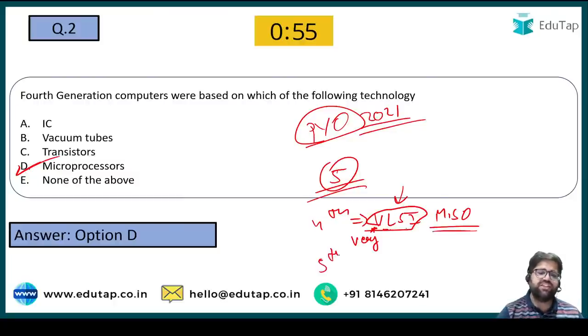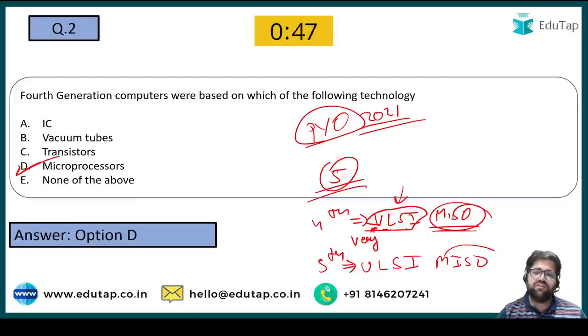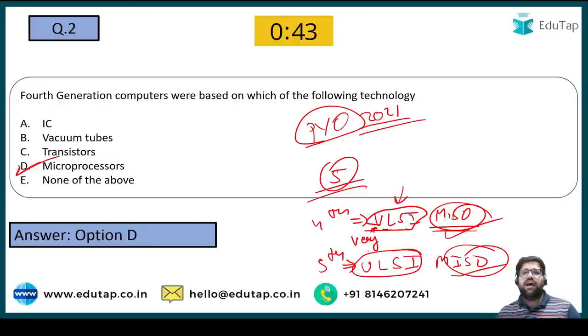In the fifth generation, which is currently going on right now, we are using ultra large scale integration. So it is very important to understand this. VLSI stands for microprocessors and ULSI stands for ultra large scale integration. So currently we are in the fifth generation. Can someone let me know, in the first generation, what was the technology used? I'm just asking you a very easy question. In the first generation of computers, what was the technology which we were using?